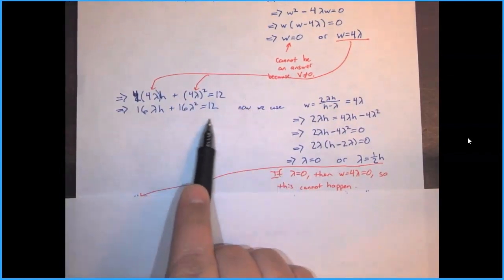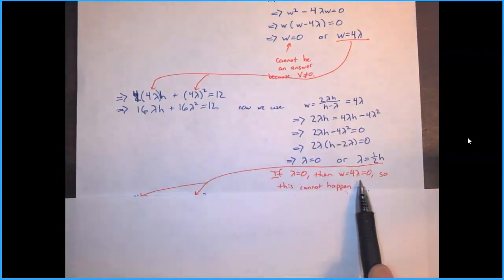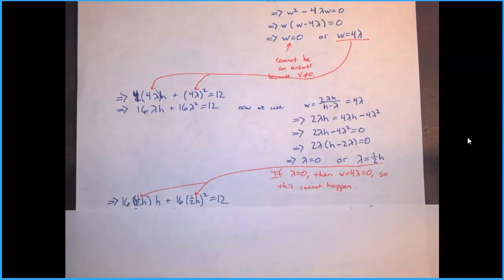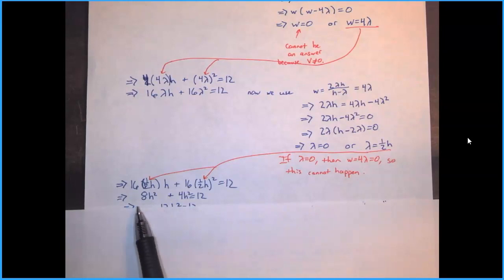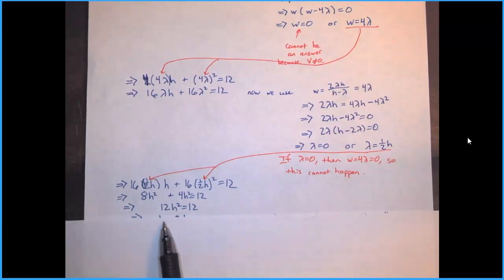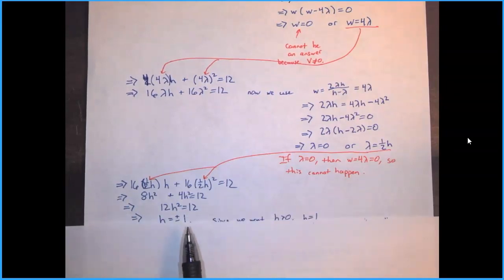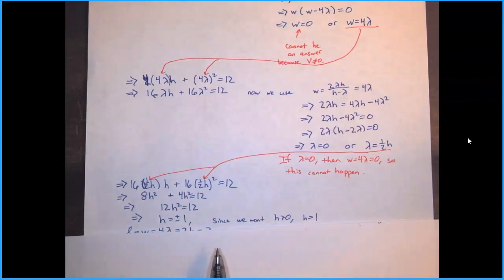I go back to this constraint. Now I know that lambda equals 1/2 h, so I plug that in. So I have 16 times 1/2 h times h, plus 16 times 1/2 h squared equals 12. I work that out, I get 8h squared plus 4h squared equals 12, so 12h squared equals 12. H has to be plus or minus 1. Now keep in mind, we're talking about the height of a box, so we want h to be positive. So therefore, we can throw away the negative 1, keep h equal to 1.